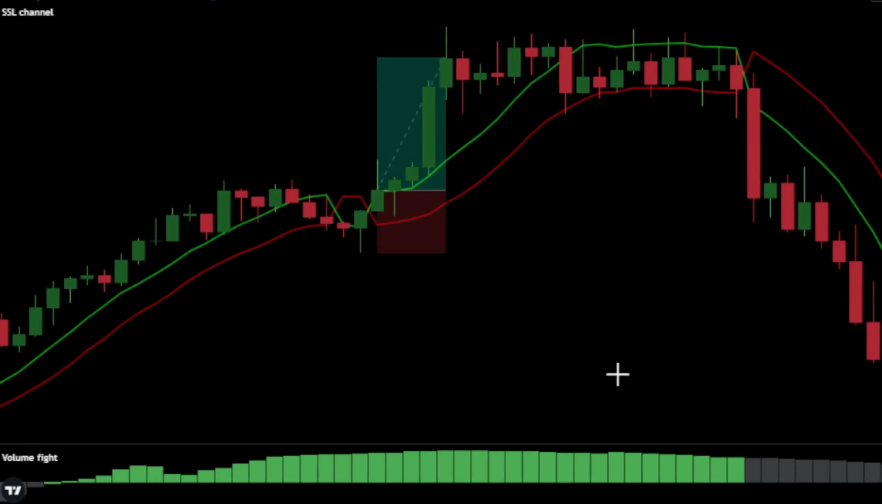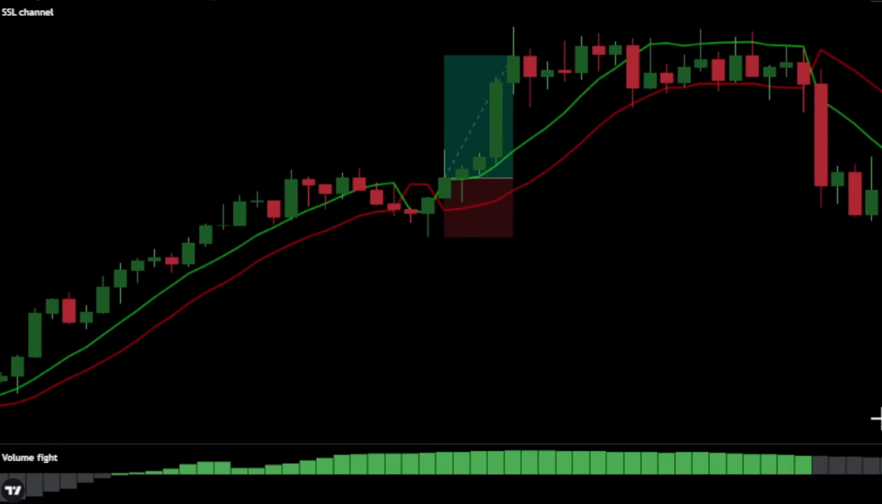Now let's look at the next volume indicator that will also give us a great advantage when trading. It's called Squeeze Index.